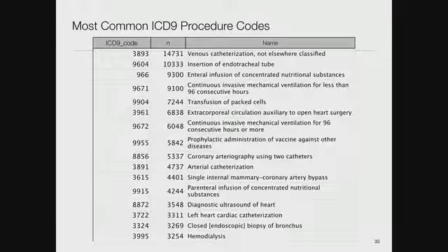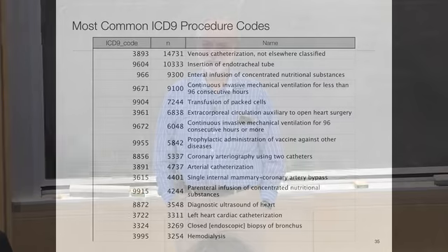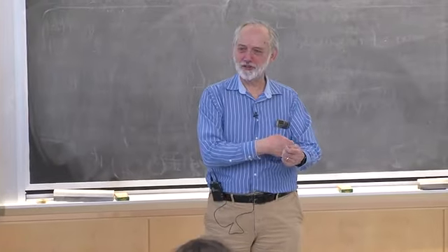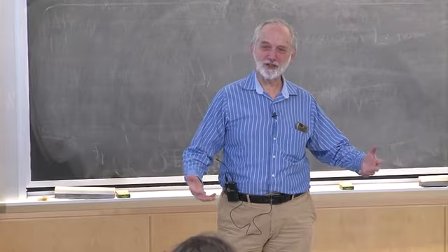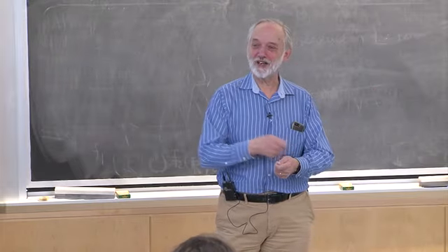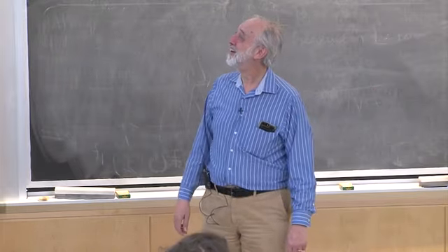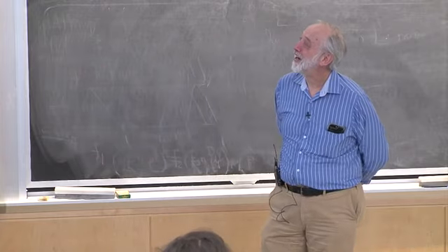So some examples, here are the most common ICD-9 procedure codes. ICD-9 code 3893, of which there are 14,000 instances, is venous catheterization, not elsewhere classified. So what's venous catheterization? It's when somebody sticks an IV in your vein, okay? Very common. You show up at a hospital, before they ask you your name, they stick an IV in your arm. It's a billable event too.